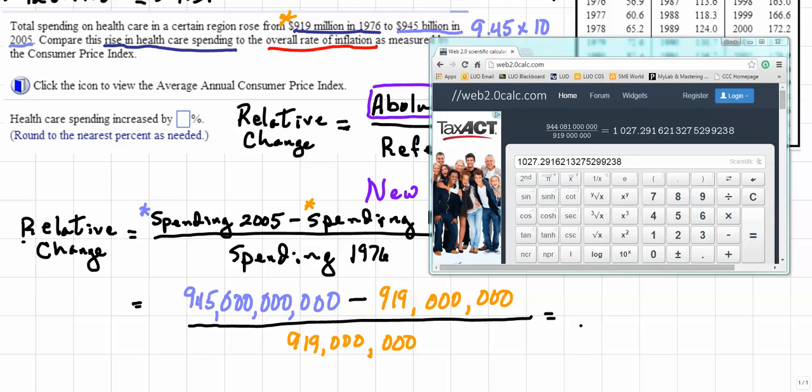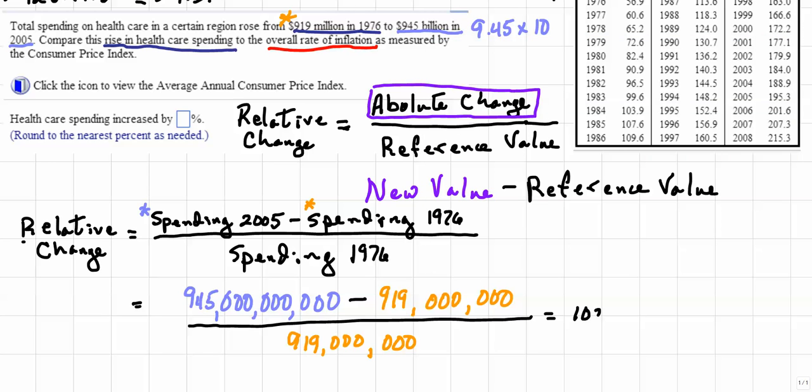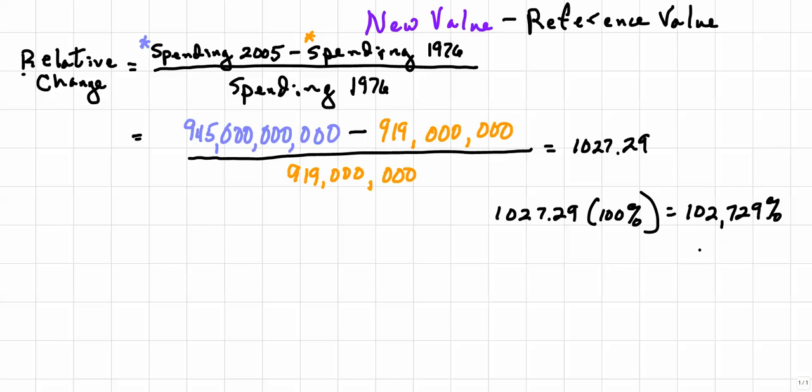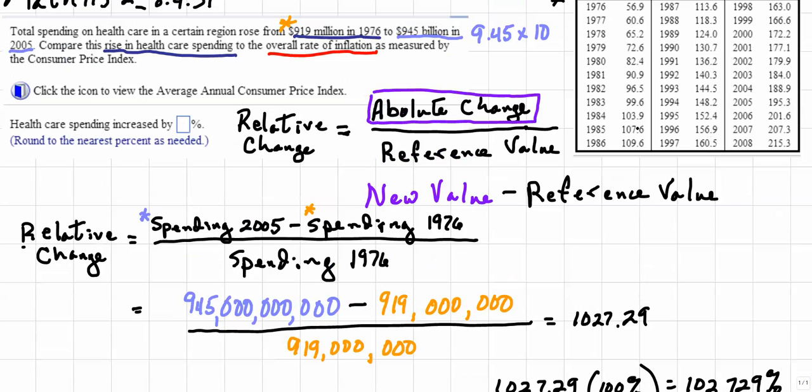Now this number is not a percent yet, so we're going to write down 1027.29. We'll round to two places. Now to convert this to a percent, I take the 1027.29 and I multiply that by 100%, and that gives me 102,729%. So that is the percentage increase for healthcare spending. So we would write 102,729%.